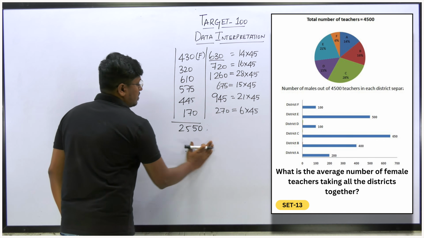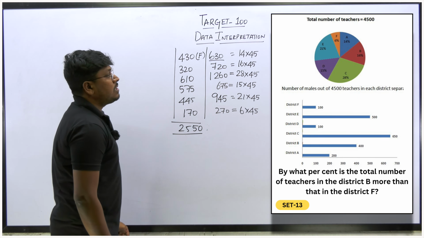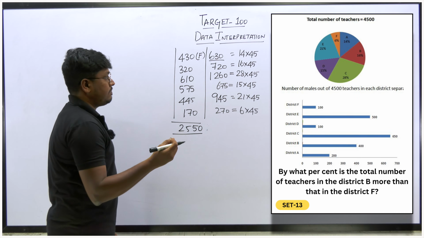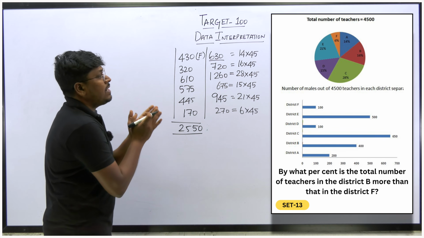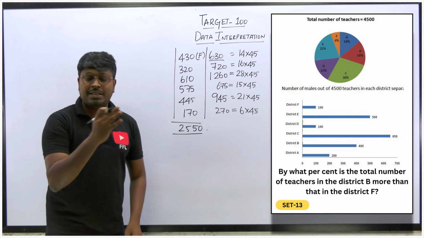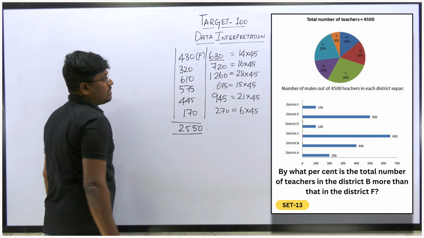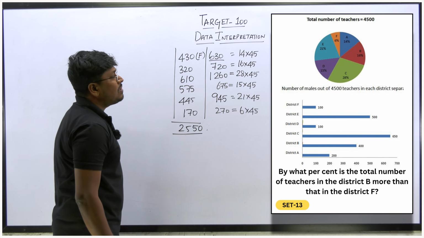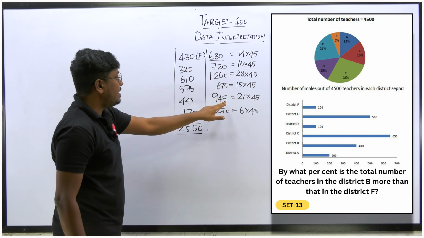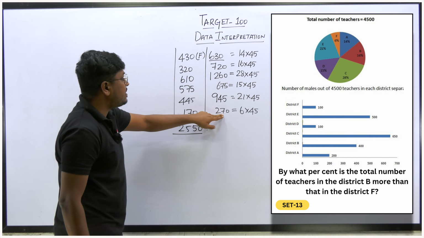So what is the next question? By what percentage is the total number of teachers in district B more than that of district F? So just see here, our target is to find what percentage more. X is what percentage more than y? X minus y by y into 100. Because it is percentage more, the numerator value should be positive. So which 2 districts are they talking about? District B. District B is how much? 720. And district F is how much? Yes, F is 270, right?